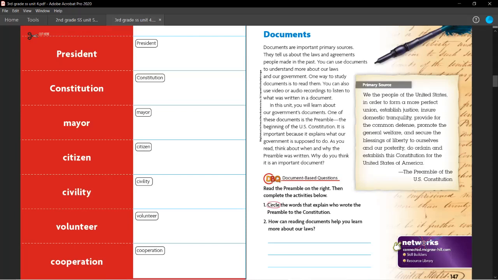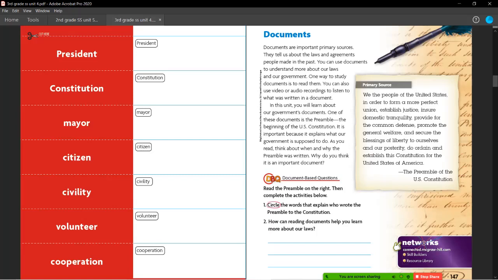And then for our document-based question, it says read the preamble at the right, then complete the activities below. Circle the words that explain who wrote the preamble in the Constitution. And then for number 2, how can reading documents help you learn more about them? So we have 2 things we need to do. Let's go ahead and read the preamble together.